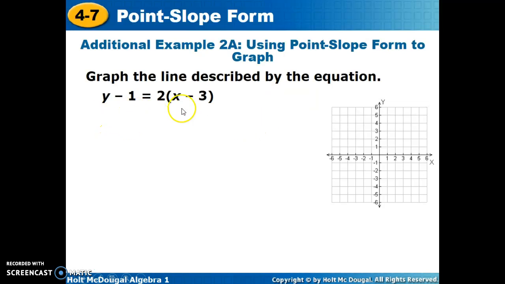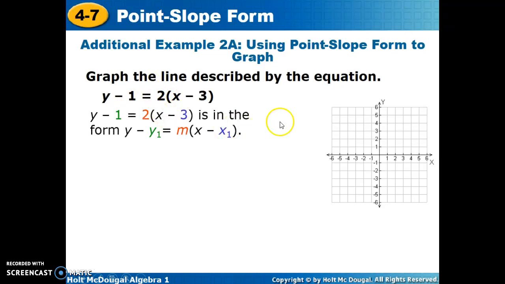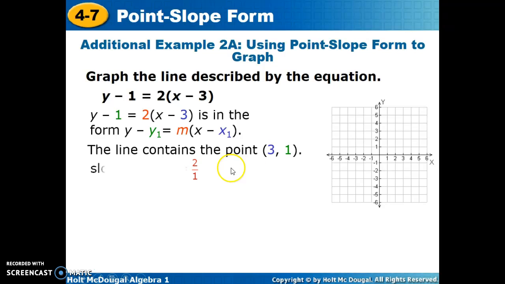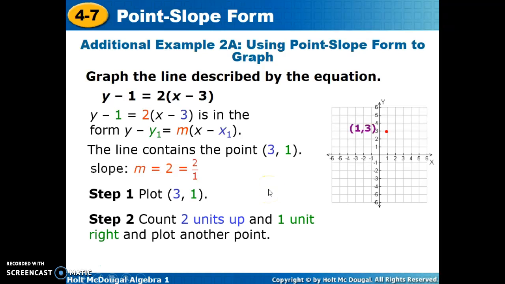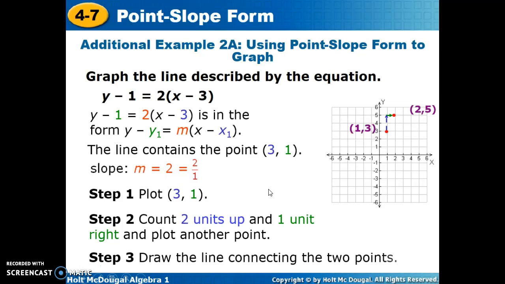Remember where our point is. This is our x-coordinate, this is our y-coordinate. And here we see our slope. So we're going to take out the point (3, 1), and we're going to take out the slope, m equals 2. Remember, any whole number is over 1. We're going to plot the point (3, 1). Then we're going to use the slope, up 2, over 1, to locate our next point. And we're going to connect the dots.